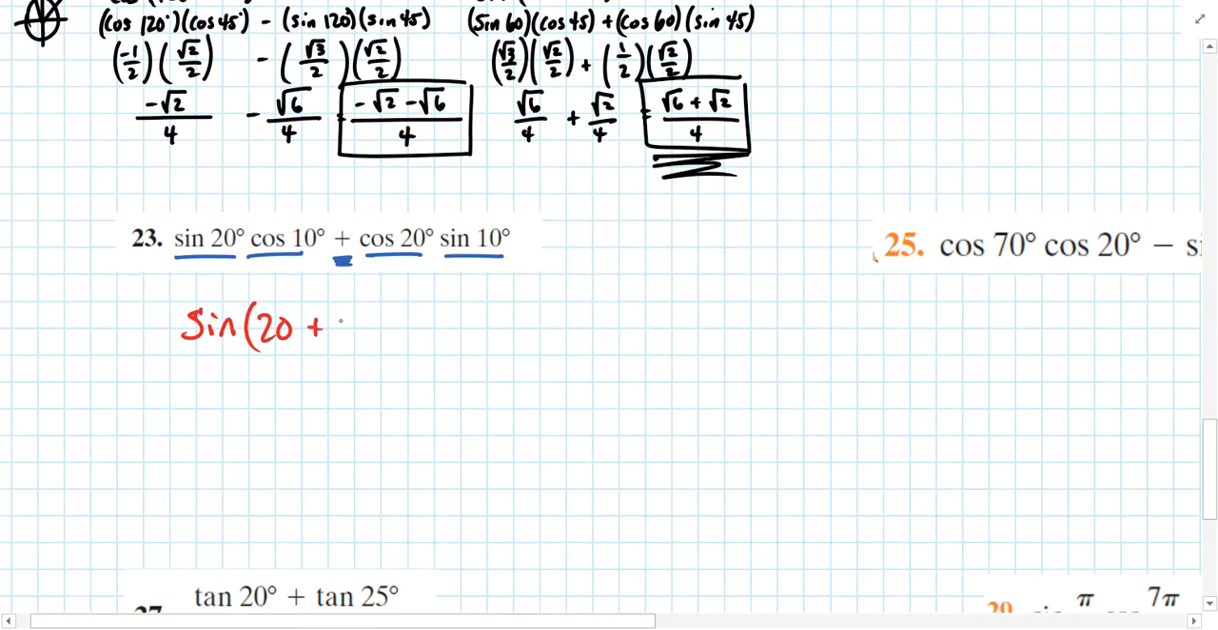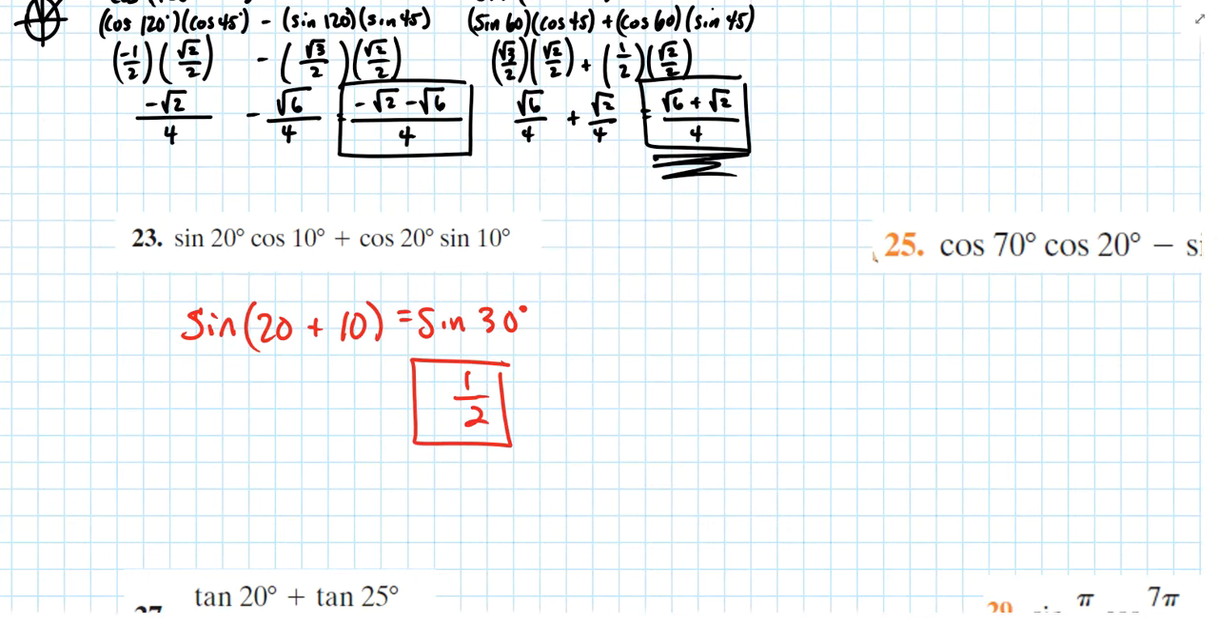of 20 plus 10, which is quite simply sine of 30, and we know that the y value at 30 degrees is equal to 1/2. So this whole expression up here is really just equal to 1/2.